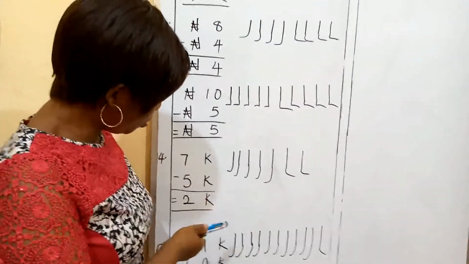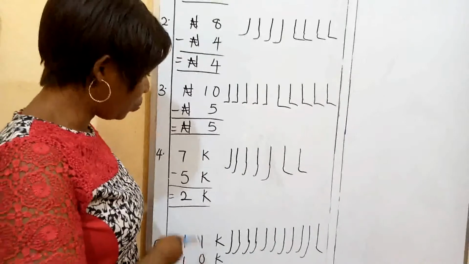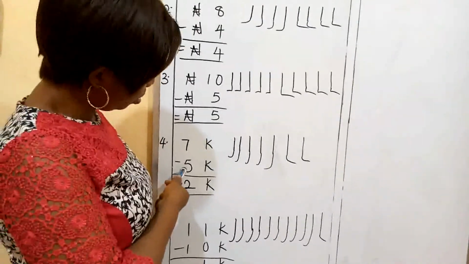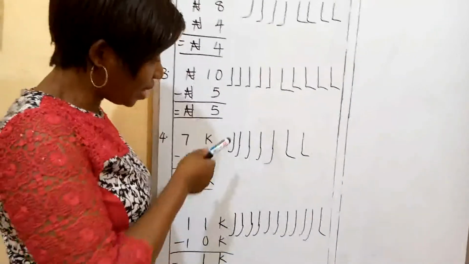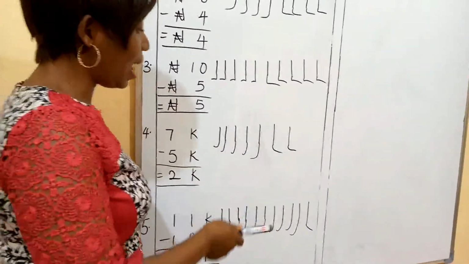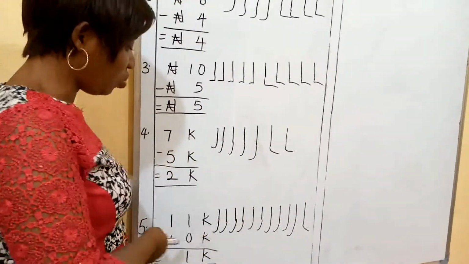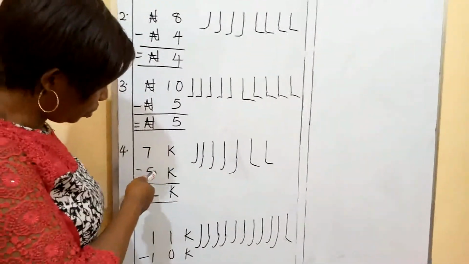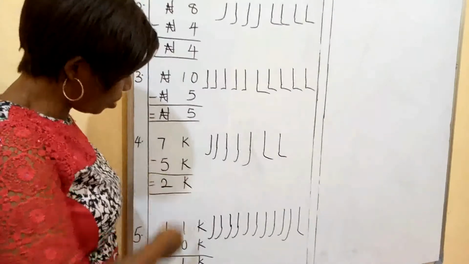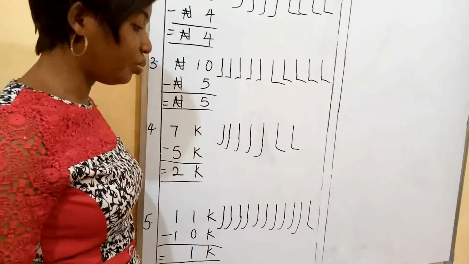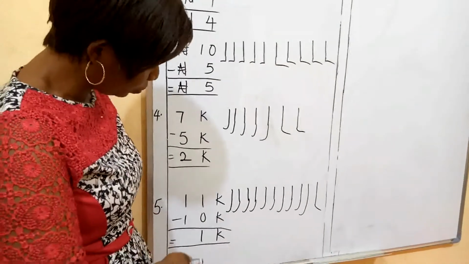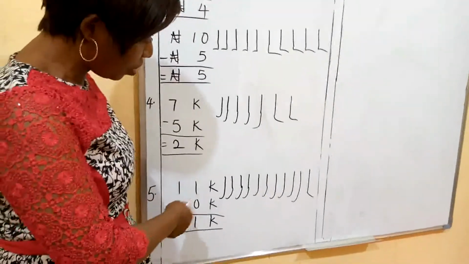And number 4 here said 7 kobo minus 5 kobo. We counted 7 kobo out and also took away 5 kobo from that 7 kobo and realized that our remaining money was just 2 kobo. So when you take away 5 kobo from 7 kobo, your money will be only 2 kobo. And lastly, we had 11 kobo, and we were asked to take away 10 kobo from this 11 kobo.